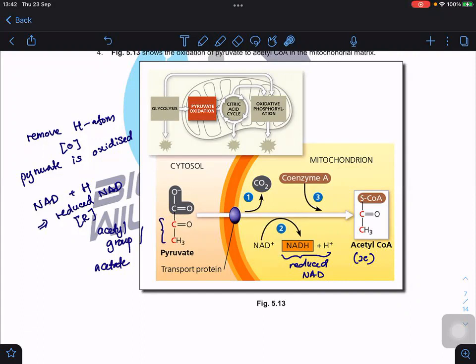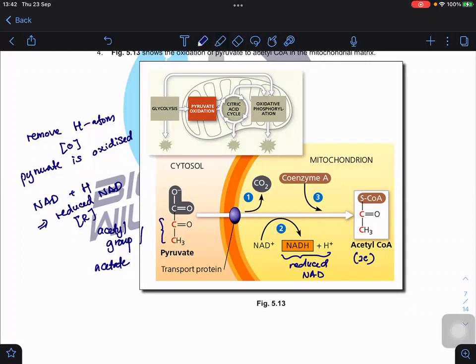So it means that it can then react with coenzyme A. When you react with coenzyme A, can you see that the coenzyme A can now carry these acetyl groups to form acetyl-CoA. So this acetyl group is 2 carbon. Are you clear? Okay, so decarboxylation.